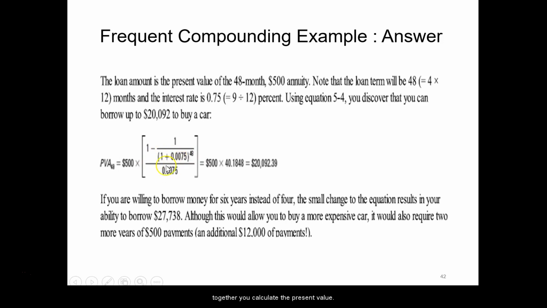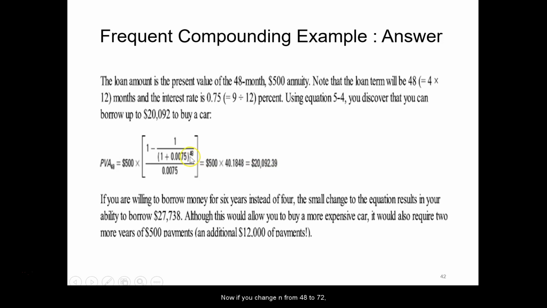You put all these numbers together, you calculate the present value, and the result is $20,092. You can also use your financial calculator: put 500 as the payments, 0.75 as your I/Y, 48 as your N, and 0 as future value, FV, and compute for the present value. You will get the same result.